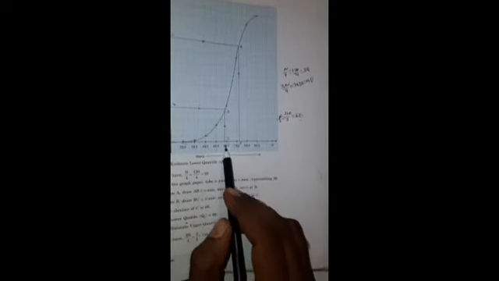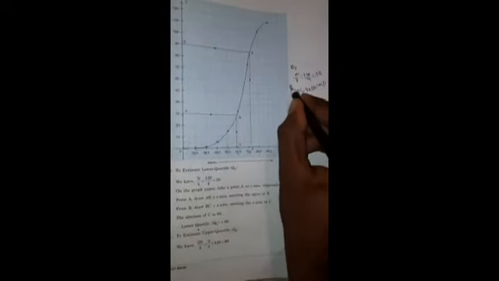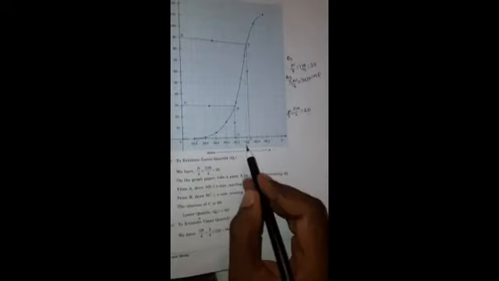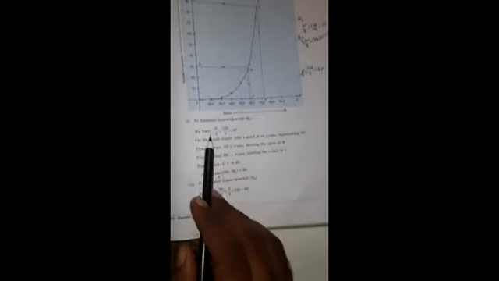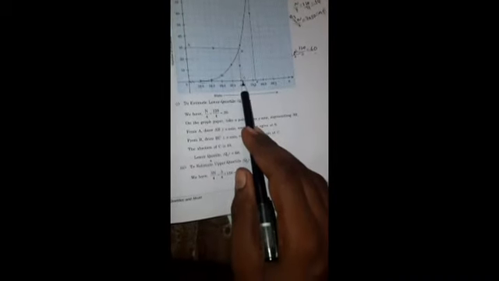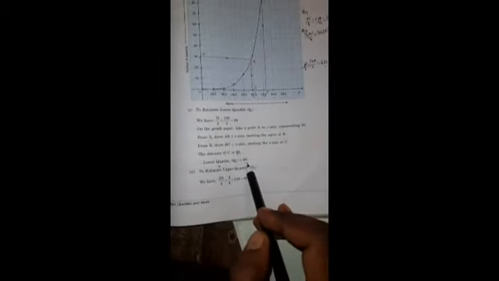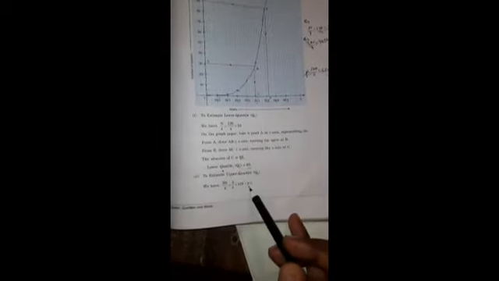At 30, for the lower quartile, draw a horizontal line and then a vertical line. This is Q1, the lower quartile, and this is Q3, the upper quartile. Here n by 4 is 30, so at 30 you will get 67.5, which is approximately 68. That is Q1. After that, 3n by 4 is 90.